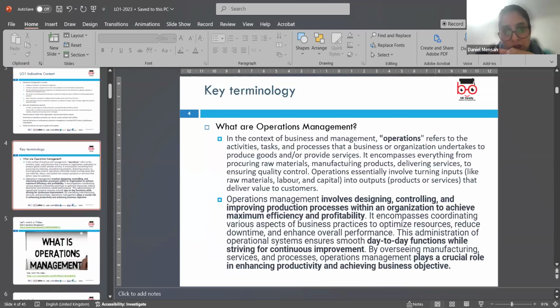So this is the main thing, key terminologies. Basically we are starting our lecture from there. This unit is about operations management. In our organization, we have different kinds of operations which help us to run the business smoothly.